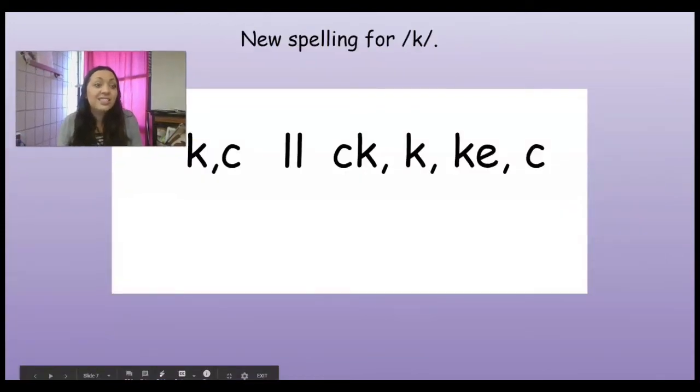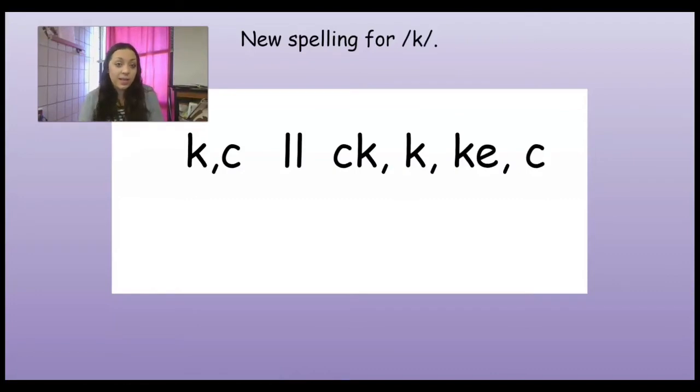All right, so now look at how many spellings we have for the K sound. We have K, C, then we have ending or final CK, K, KE, and C. Remember, all 4 of those are the 4 rules for spelling the K sound at the end, but they all have their own way. So we have a ton of different ways to spell the K sound. I know it's tricky right now, but we're going to practice it over and over again.